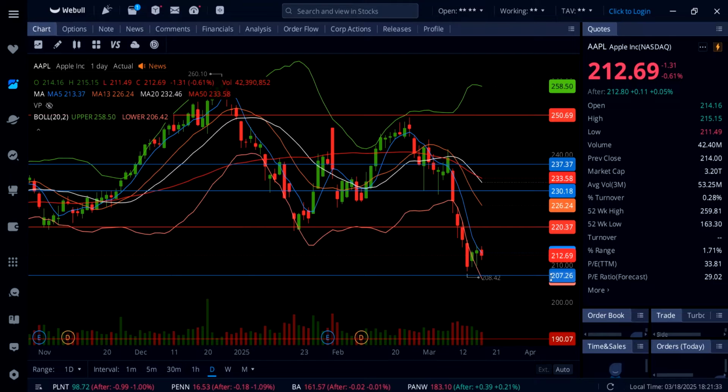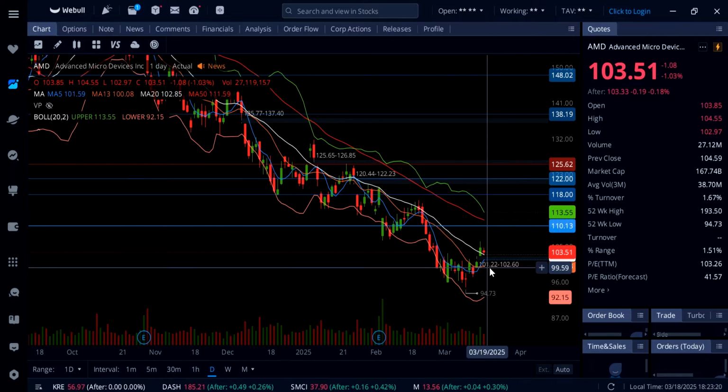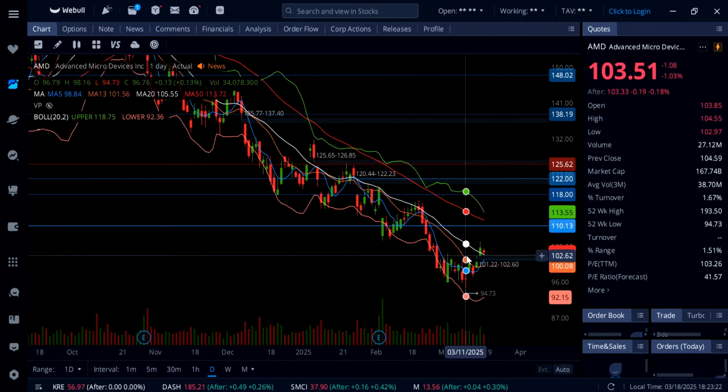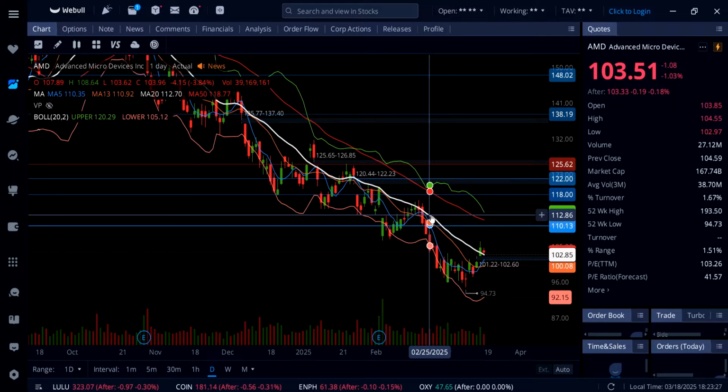and then we might be going all the way back down to flat 200. On AMD, it's down just over 1%. So we had that massive rally yesterday, but you can see it kind of faded, and now it's just sitting on top of this white line, the 20-day moving average at 102.85, and that is going to be your key line in the sand for tomorrow's session.